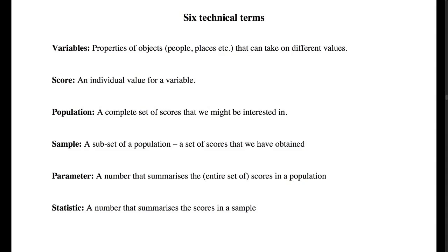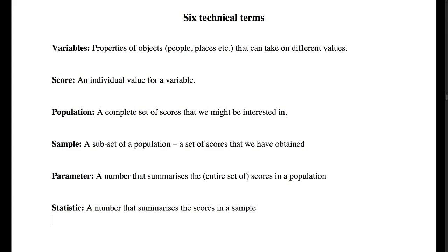So notice that strictly speaking here, the population and the sample refer to scores, not to people. They're the scores from the people. And that differs slightly from the way that we use these words in everyday language. The final pair of terms down here, they are also to be treated as a pair. They kind of go together.